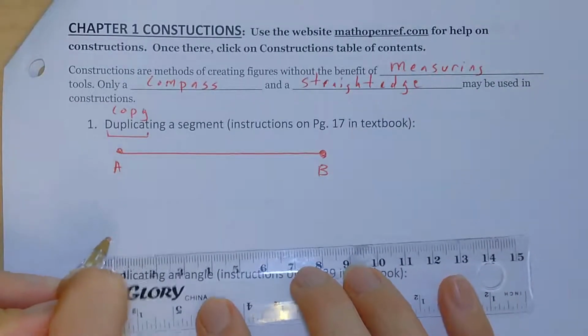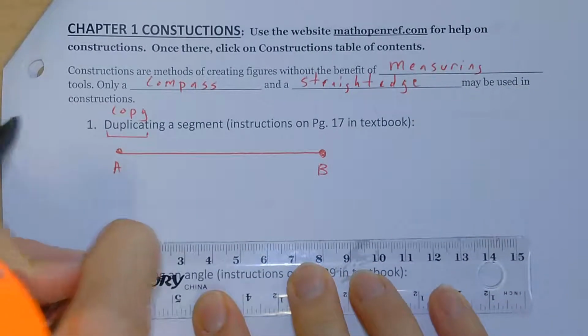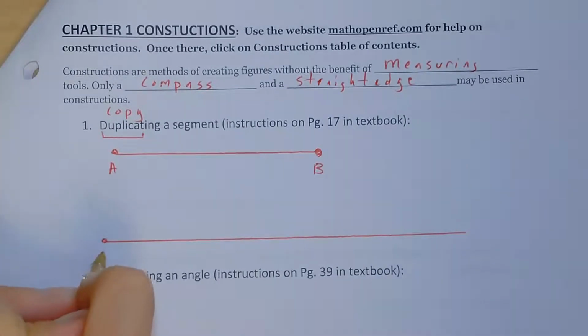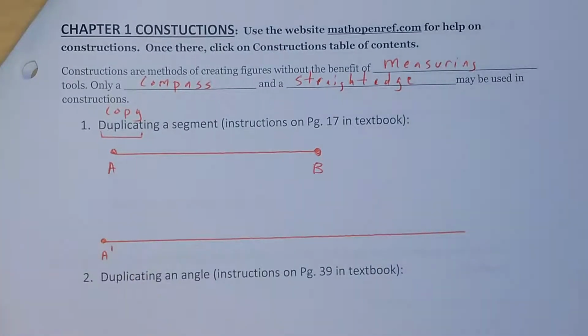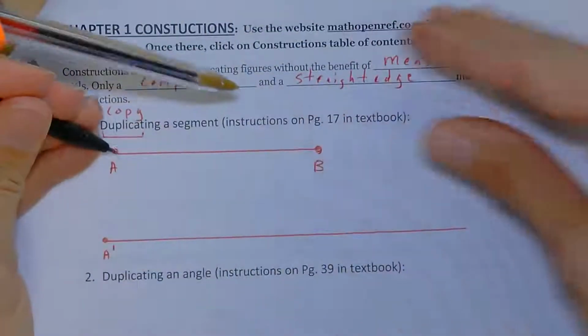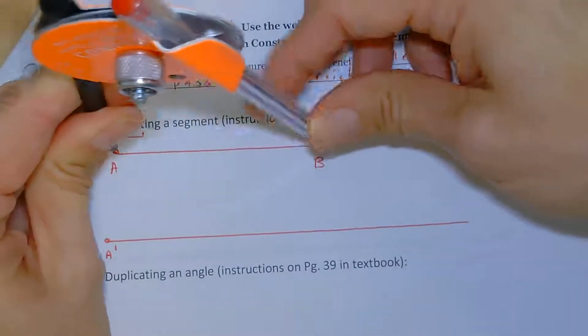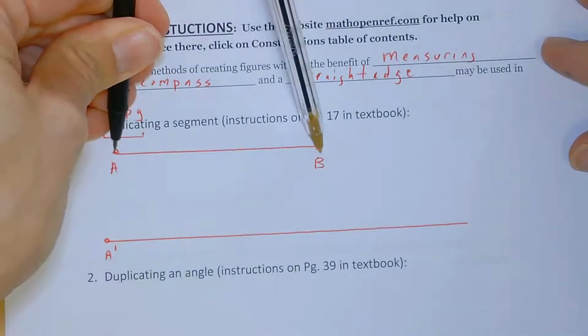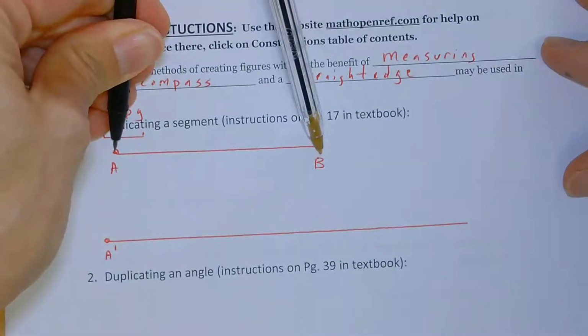So we're going to start this construction with a point and a ray that goes on well past the point that we would need. So make it longer than you think you would need. And then I'm going to mark this point as A prime to show that that's A's new location. So to duplicate or copy a segment, I'm going to measure between A and B to see how long that segment is. So that shows me that AB is this long.